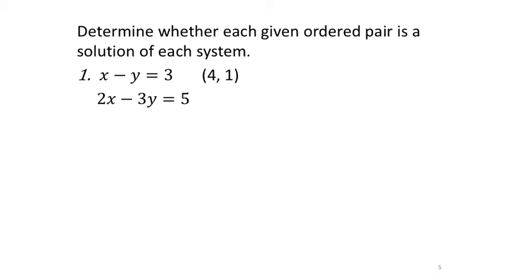And remember, a system of equations is just when you got two or more equations that really we would want to be equal to each other. So let's write this out over here. Now we got an x minus y equals 3. And in this ordered pair, I got an x value that's 4, a y value that's 1. So let's replace the x and y with 4 and 1.